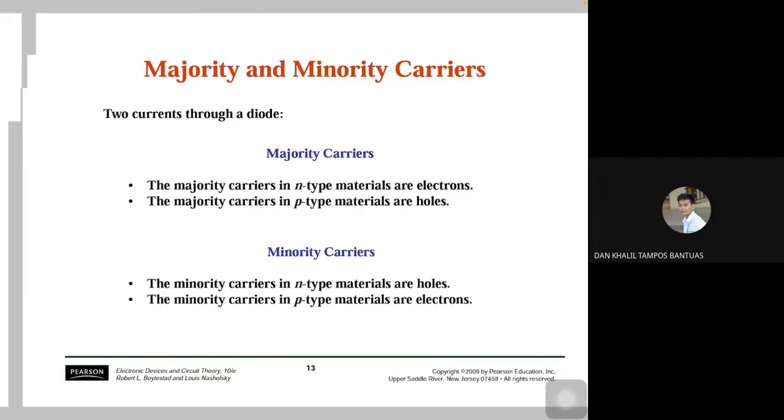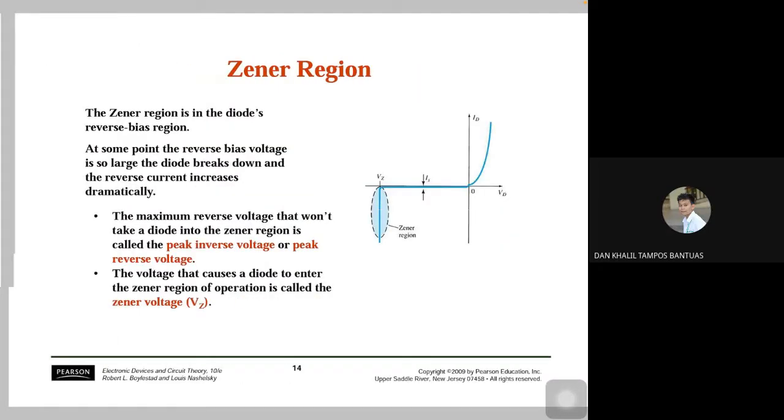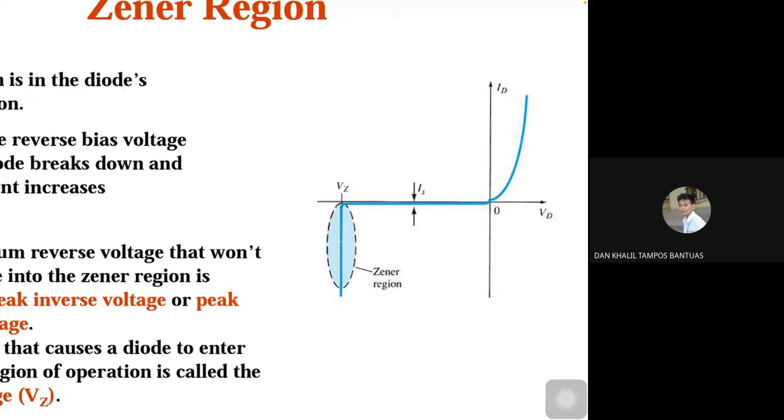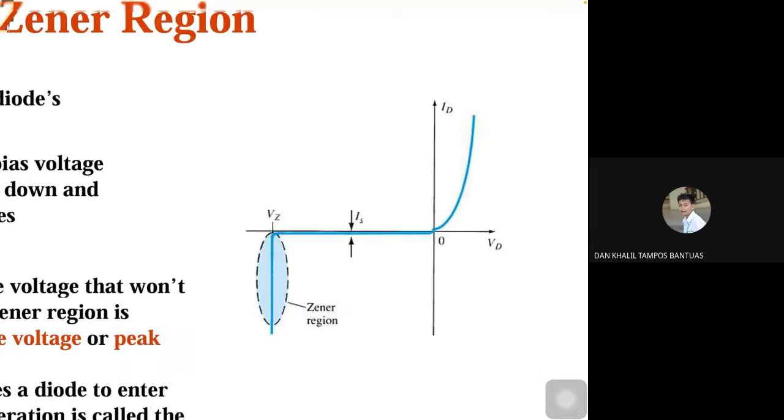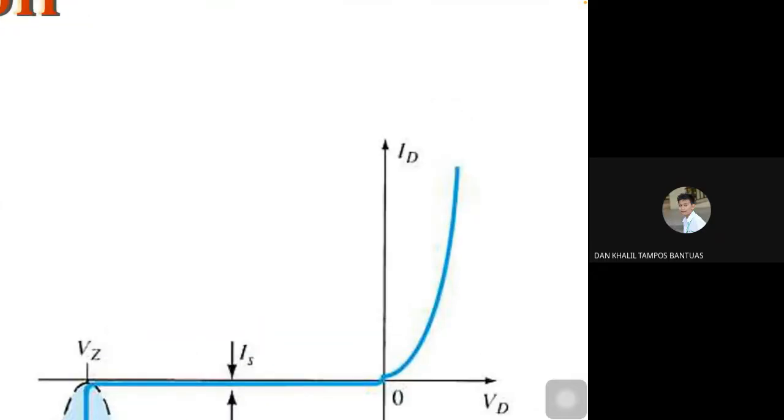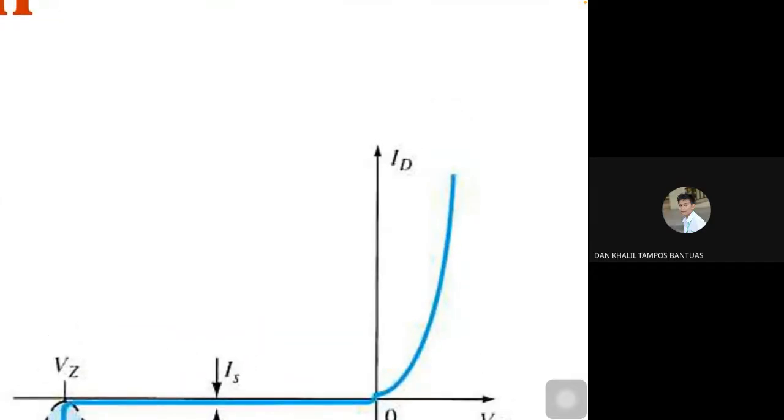Naman kanina majority minority carriers. Zener region. This is also another important concept. So, the Zener region aside, sa characteristic curve kanina sa atong diode, okay? It will only conduct at 0.7. Below 0.7, although it will start to conduct current or electricity, gamay kaayo ang value, no? Only at 0.7 and beyond. Okay?